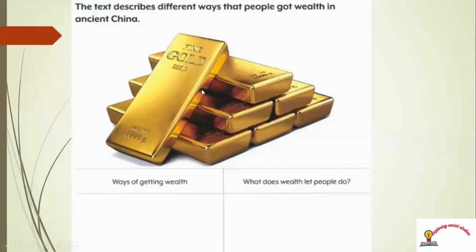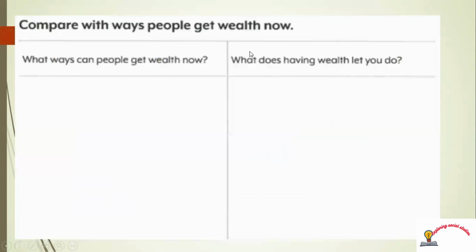The text describes different ways that people got wealth in ancient China. Discuss. What are the ways of getting wealth? What does wealth let people do? Compare the ways people get wealth. What ways can people get wealth now? What does having wealth let you do?